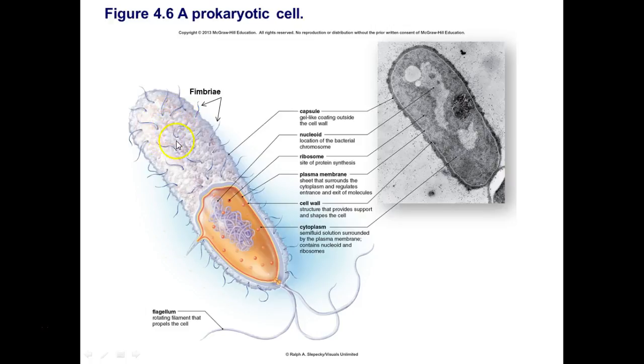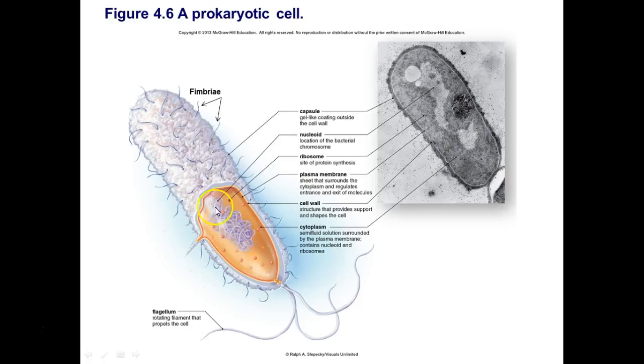Then we see the cell wall. There's a capsule actually around this bacterium, so this is this aggregation that you see around the cell wall. The cell wall here is in purple, and then below that you have a plasma membrane. So the plasma membrane is that phospholipid bilayer. Then inside we have the cytoplasm.